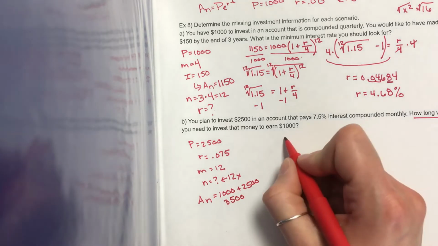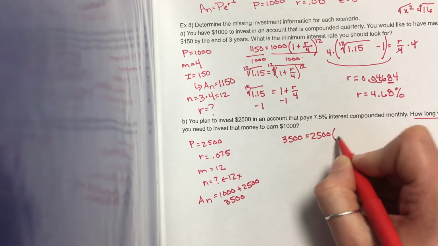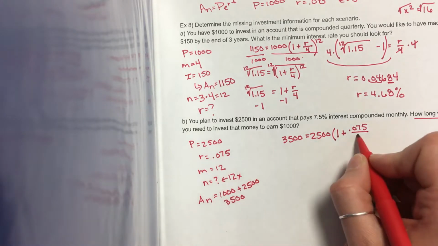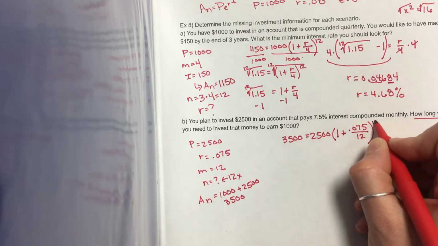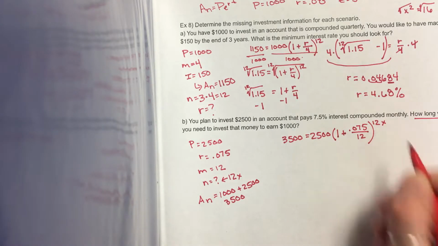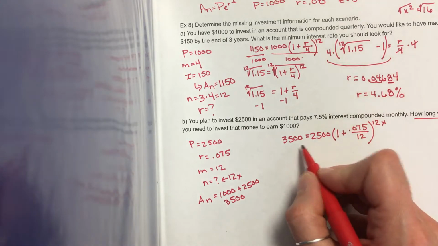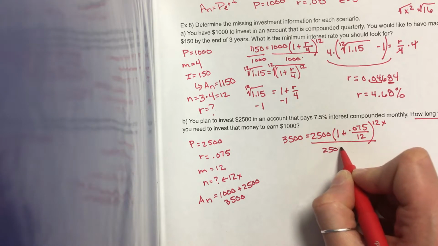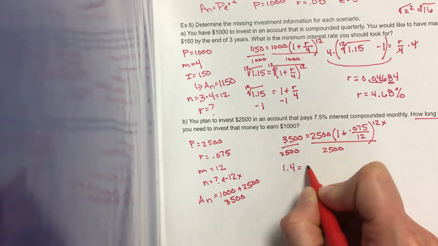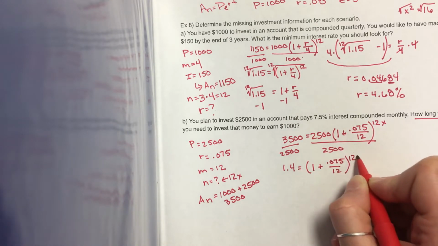I'm going to plug in all the parts that I know. So 3,500 equals 2,500 times 1 plus 0.075 over 12 to the 12x power. Again, I don't know how many years, but I do know how many times I compound in a year, so I know my exponent should be 12x. Again, I'm going to start the same way I did before. Anything that's not part of this thing with the exponent is going to move to the other side, so I'll divide both sides by 2,500. And I get 1.4 equals 1 plus 0.075 over 12 to the 12x.